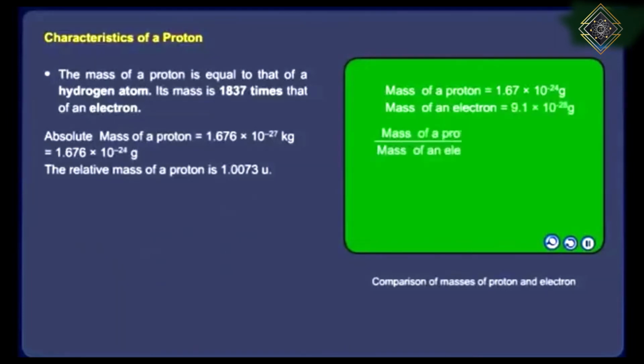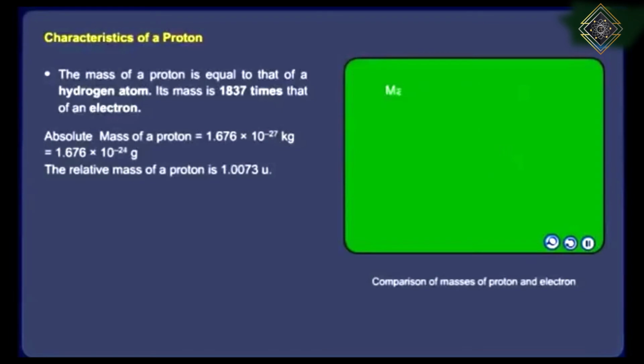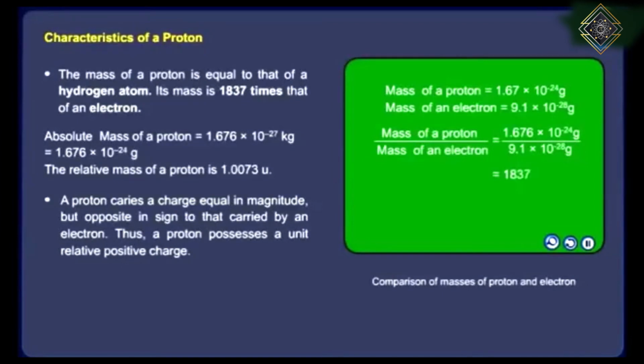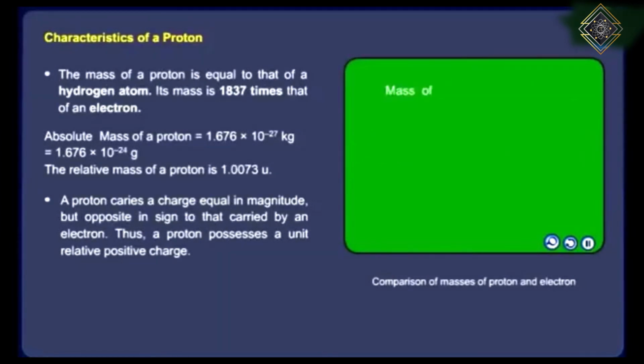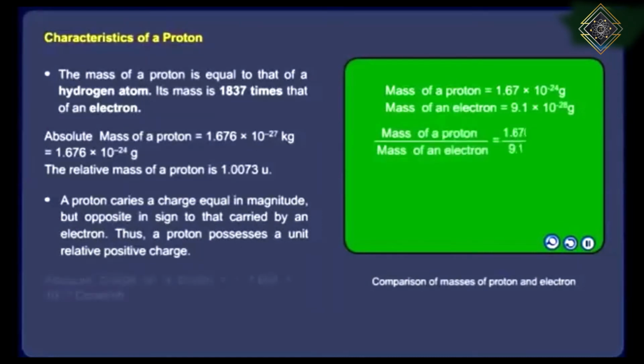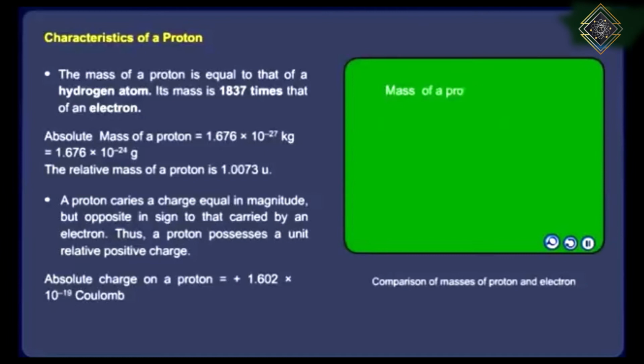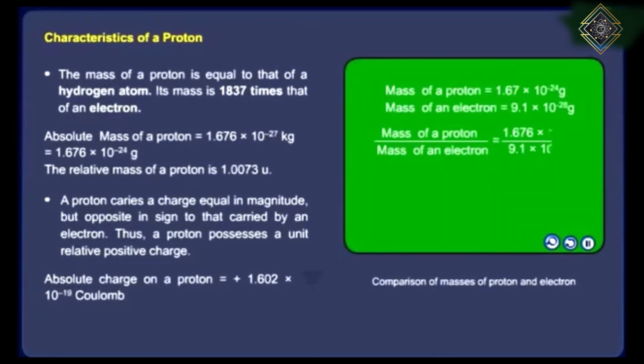The relative mass of a proton is 1.0073 units. A proton carries a charge equal in magnitude but opposite in sign to that carried by an electron. Thus, a proton possesses a unit relative positive charge. The absolute charge on a proton is equal to +1.602 × 10^-19 coulomb.